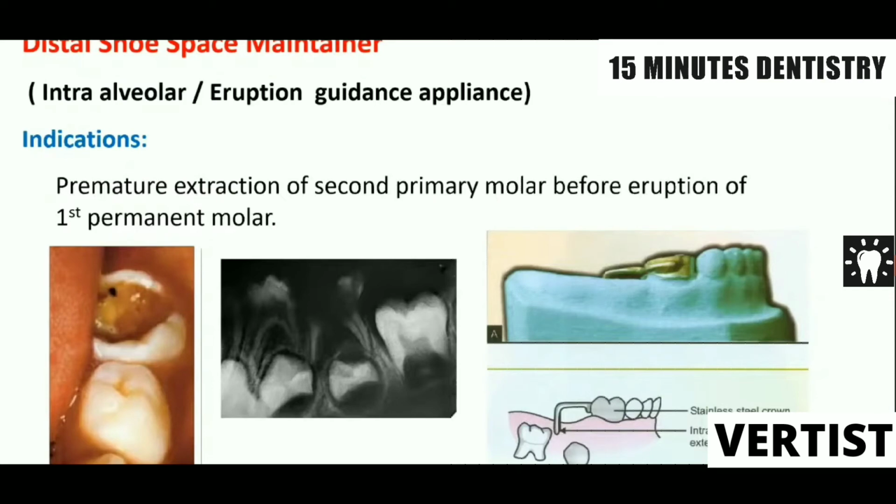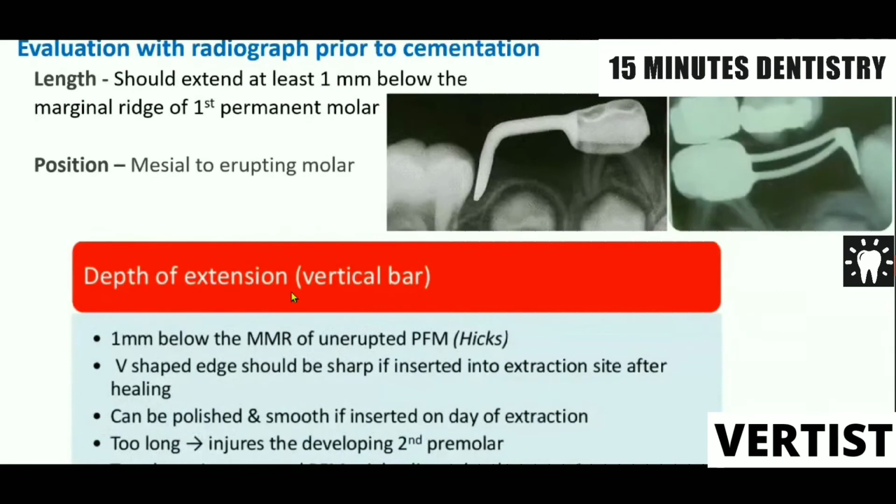In this situation, the appliance that we use is known as a distal shoe space maintainer, where a crown or a band, preferably a crown, is placed on the first primary molar, and to which we attach a horizontal and a vertical extension. This kind of space maintainer goes deep into the tissue.